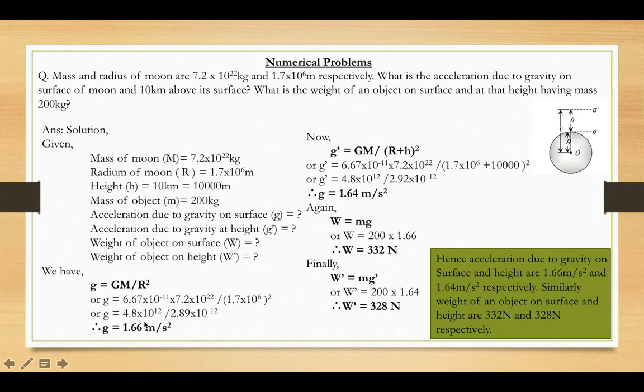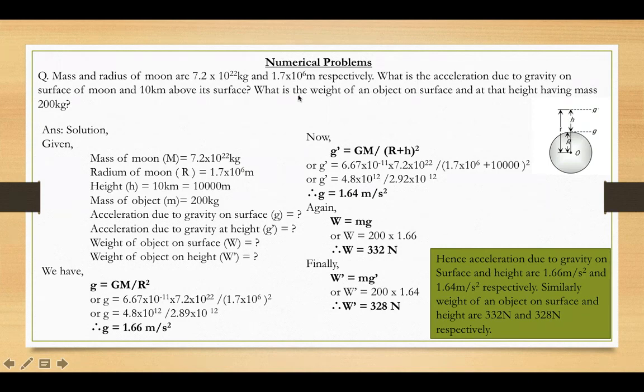So here is an example of numericals. Here you can see the mass and radius of the Moon are given. The question is asking what is the acceleration due to gravity on the surface of the Moon and 10 kilometers above its surface.